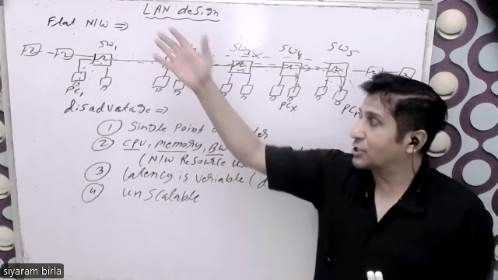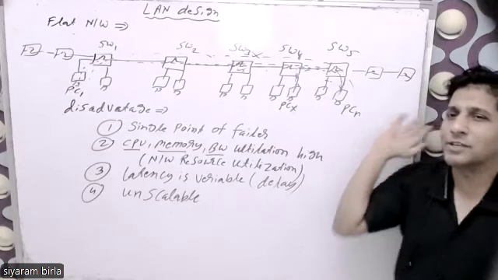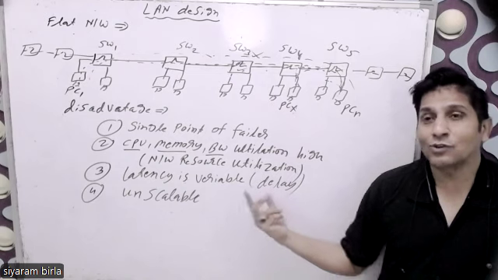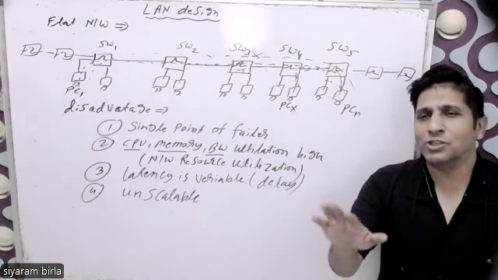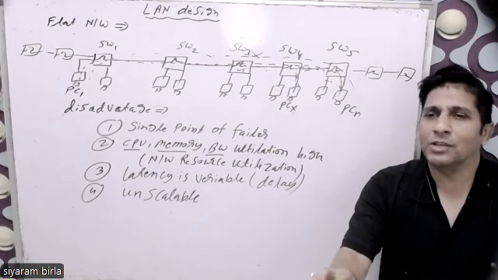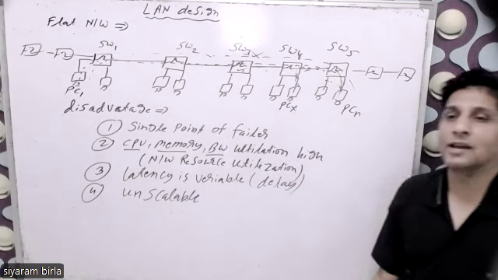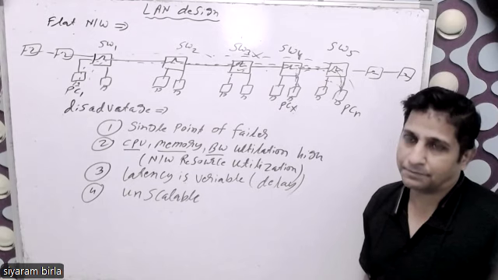So if I'm extending my switches, if this side's switches are increasing, this side's switches are increasing, and my network will fail, that is called unscalable. Unscalable means the network will fail. Scalable means the network will succeed. So my network is unscalable. That is the fourth disadvantage.